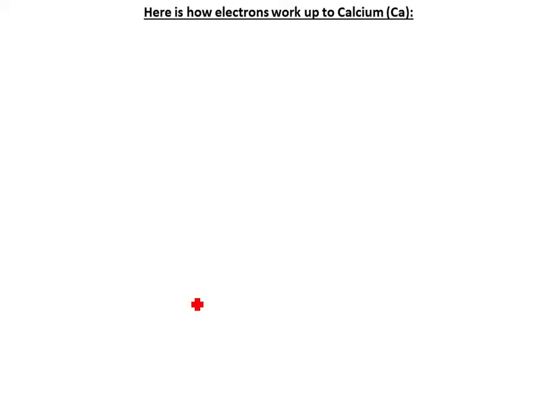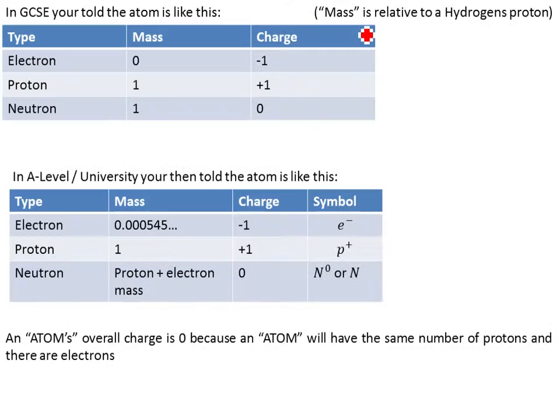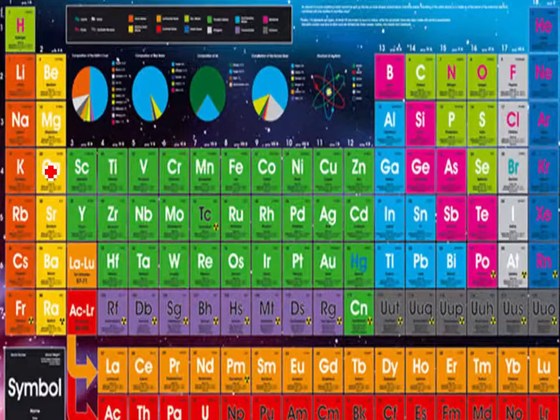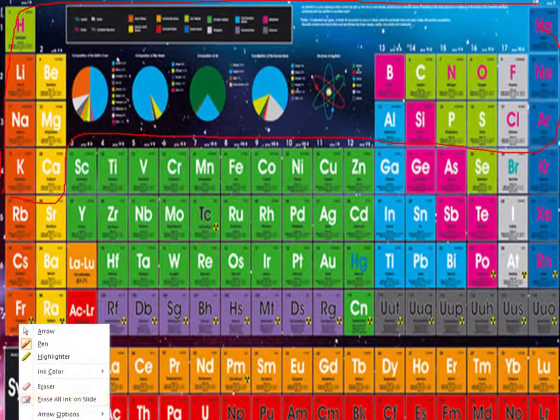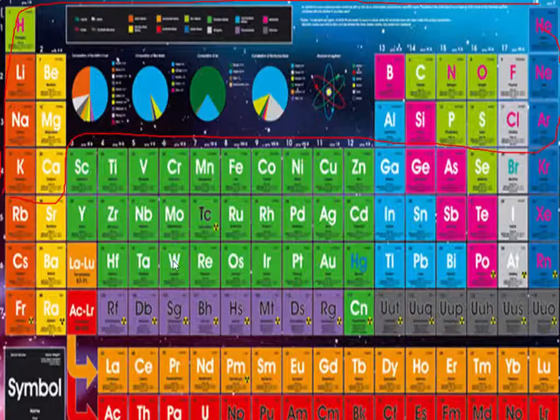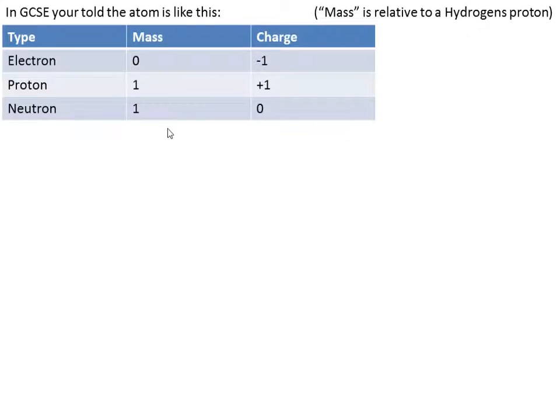Protons, electrons. So here is how the electron configuration works up to calcium. And if you need a refresher, calcium is this one over here. So that's all of this, and my mouse has gone weird. Give me the arrow. So that's all of that.